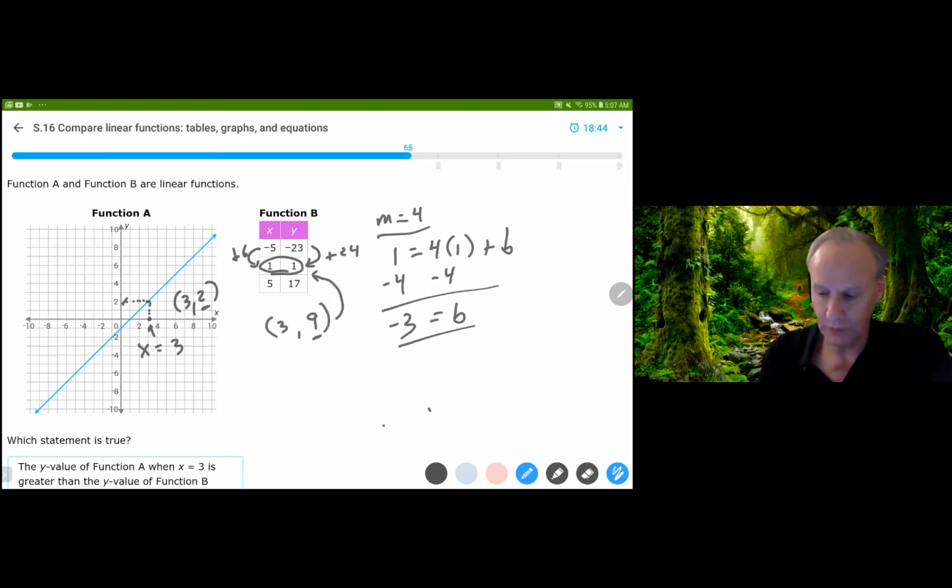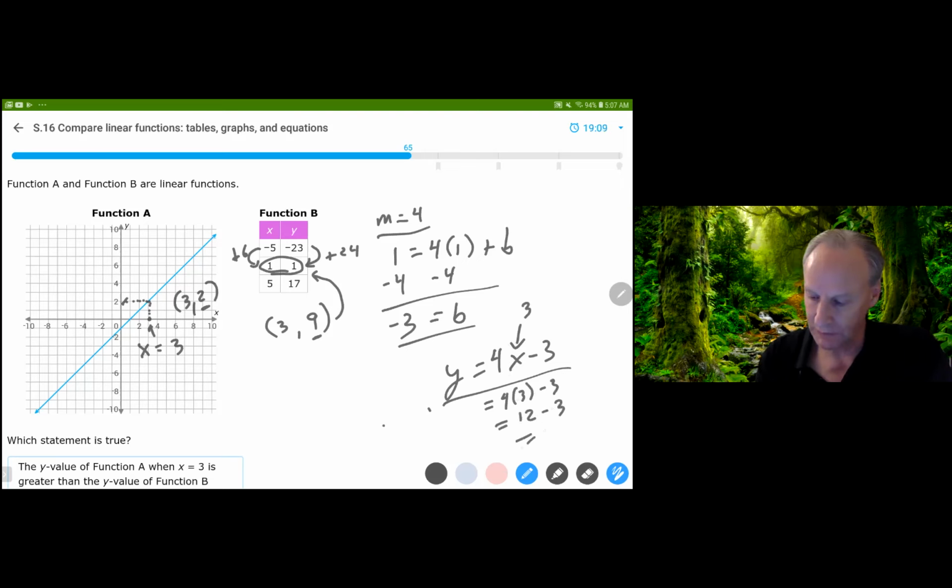Well, the slope is 4 and the b is -3. So I have y equals 4x minus 3. And what am I interested in? I want to find out what happens when x equals 3. So substitute 3 in here and we get 4 times 3. I'll go ahead and substitute it for you. -3, which is 12, minus 3, which is 9.